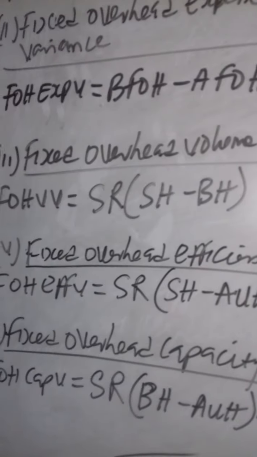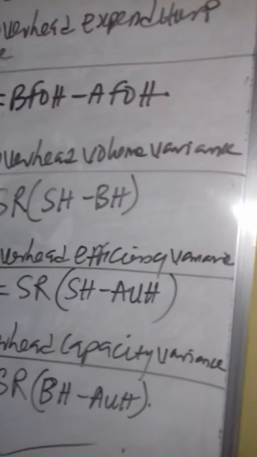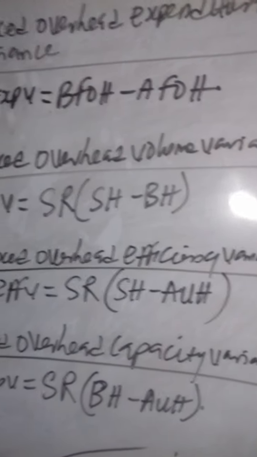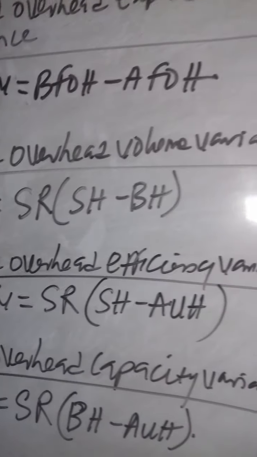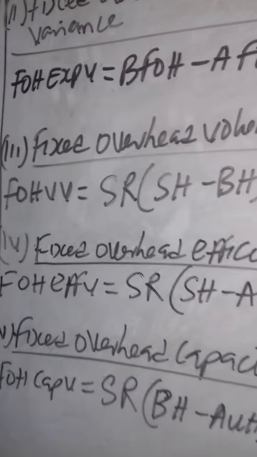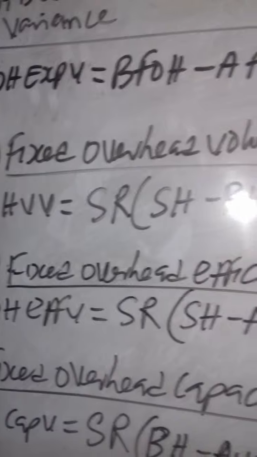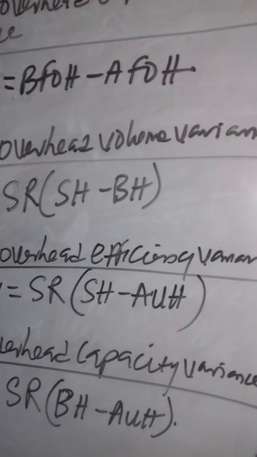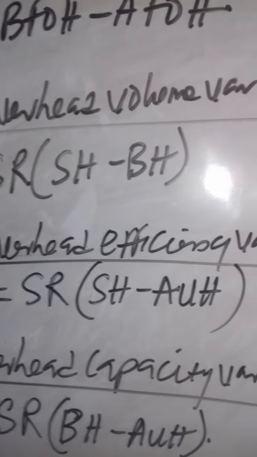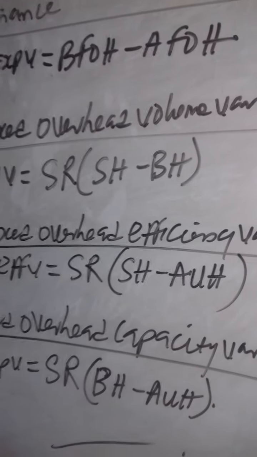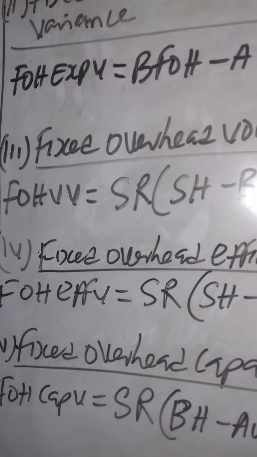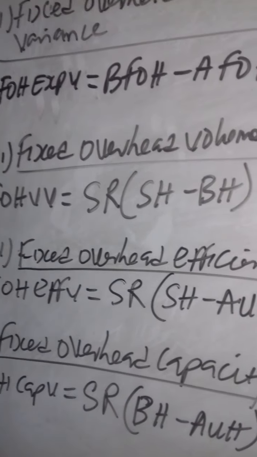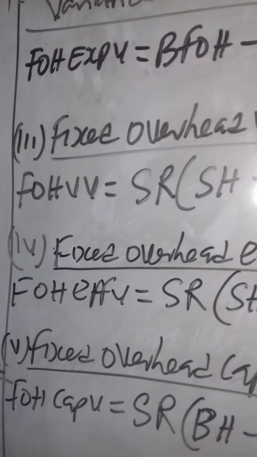So in the short period, where we have this performance evaluation, we expect that fixed overhead should be constant. And where the actual result is different, we have fixed overhead expenditure variance. Let's take the next line. Fixed overhead volume variance is simply calculated as standard rate multiplied by the difference between standard hour minus budgeted hour, and that will tell you how much the volume has probably changed in the period of production.